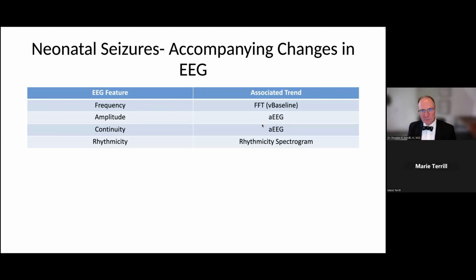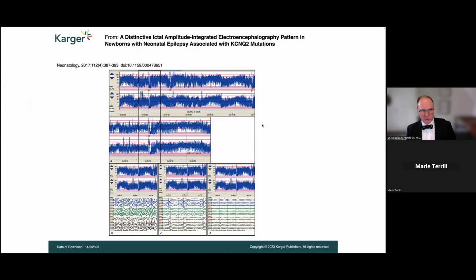The details of the seizures matter, and Roberta Cilio has published, as well as others, that there are differences in neonatal seizures and differences in the trending. You can see here that there is a dramatic diminution, or a kind of abrupt attenuation, after the seizure. And in this article, they're suggesting that this could be an important indicator that you're dealing with KCNQ2.